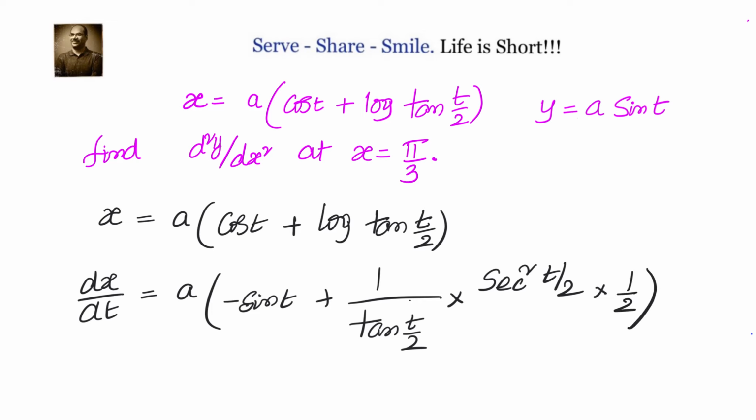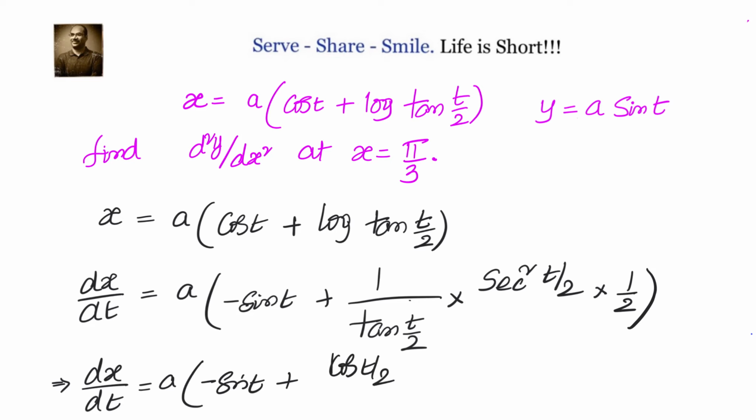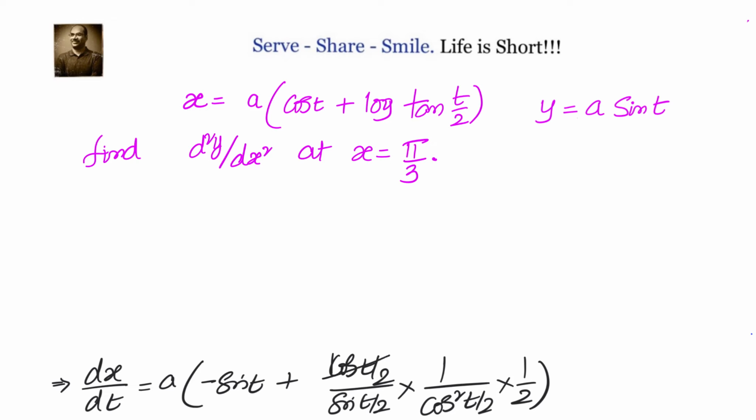Let us simplify that by converting it into sine and cos and see what happens. We have dx by dt equals a into minus sin t plus, can we write tan t by 2 as sin t by 2 by cos t by 2, and it is 1 by that, so it will become cos t by 2 by sin t by 2, into 1 by cos square t by 2, into 1 by 2. Let us simplify that. One cos t by 2 will cancel, and what is left in the denominator is 2 sin t by 2 cos t by 2.